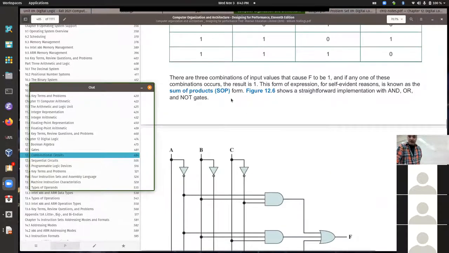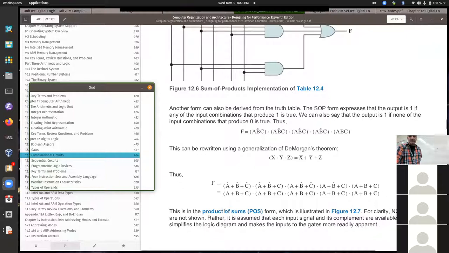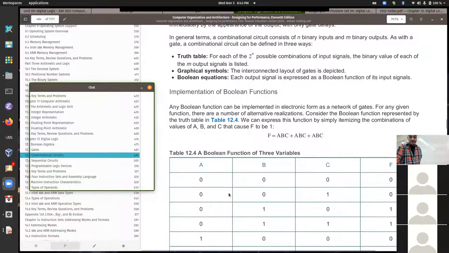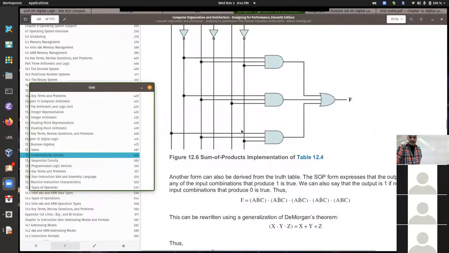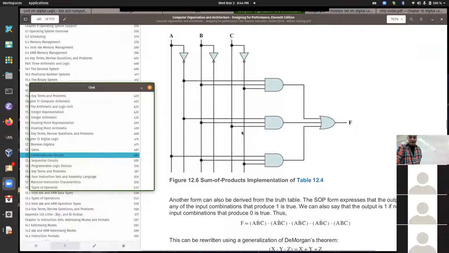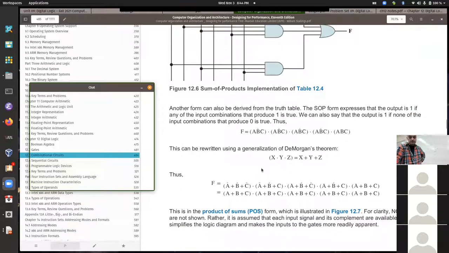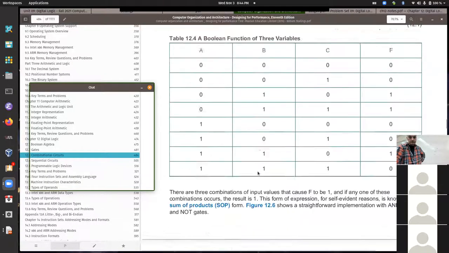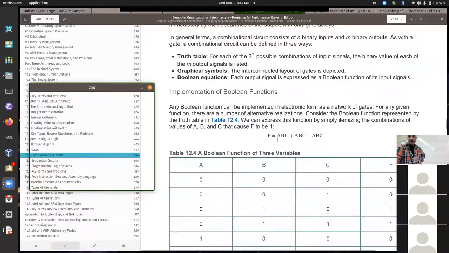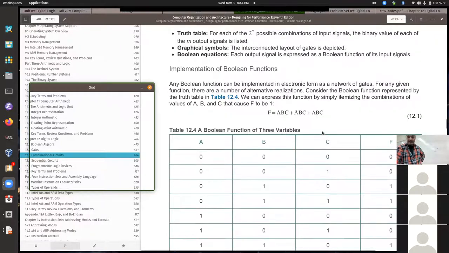So yeah, back to questions 4 and 5. The SOP stands for the sum of products, and the POS stands for the product of sums, right? And again, why these are standards is that when you express something as the sum of products, it's going to look something like this. So it's the sum of the products, right? But in this case, of course, this is a Boolean expression, so it's really the ORs of expressions that are ANDed together, right?